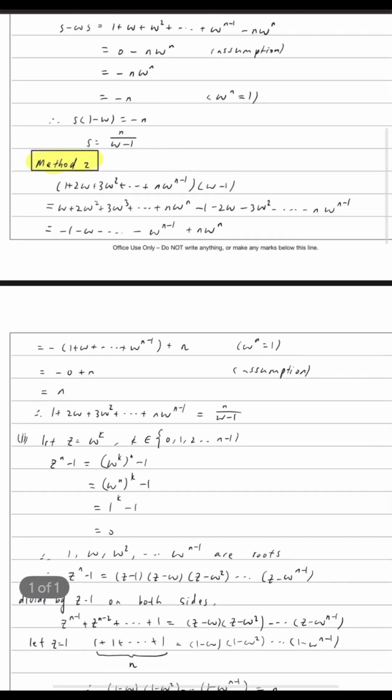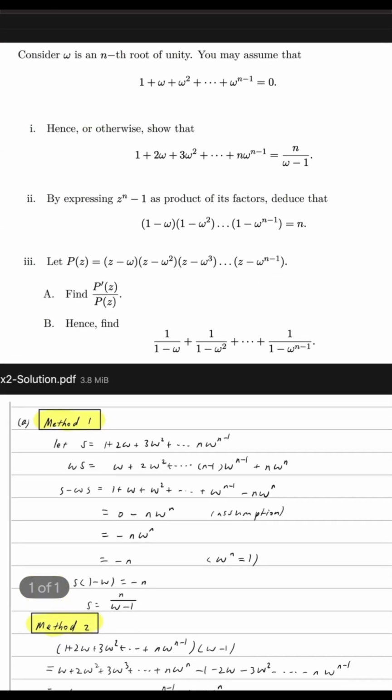So now let's look at the third question, which is where it becomes a little bit difficult. You need to find P dash over P. So differentiating this, I think it's a little bit hard, because we just learned the product rule for two functions, but this is multiple functions, so it is a bit hard if you haven't come across it before.